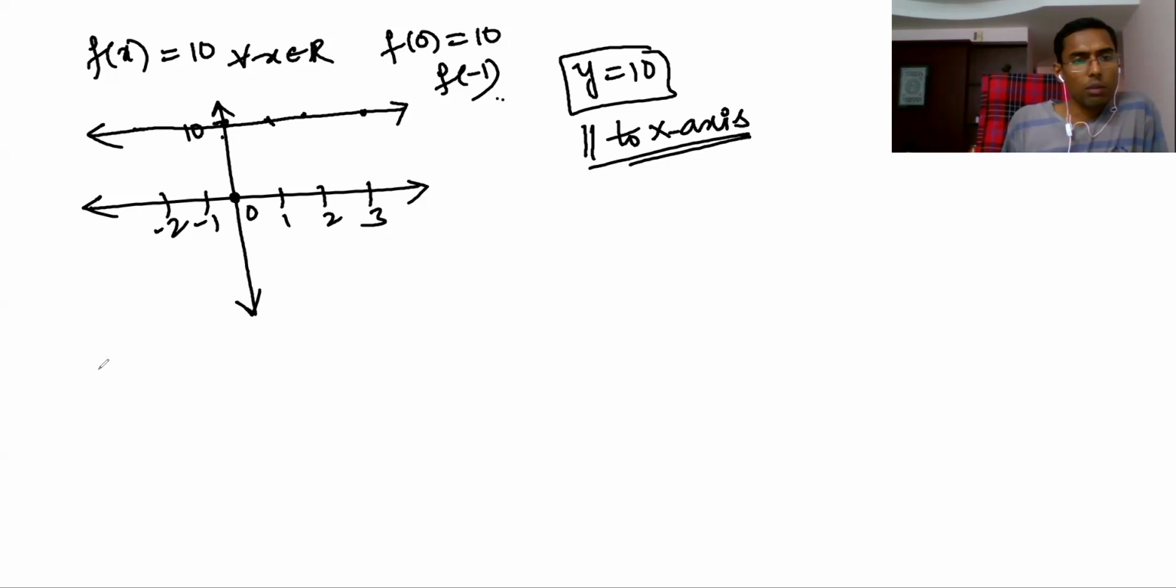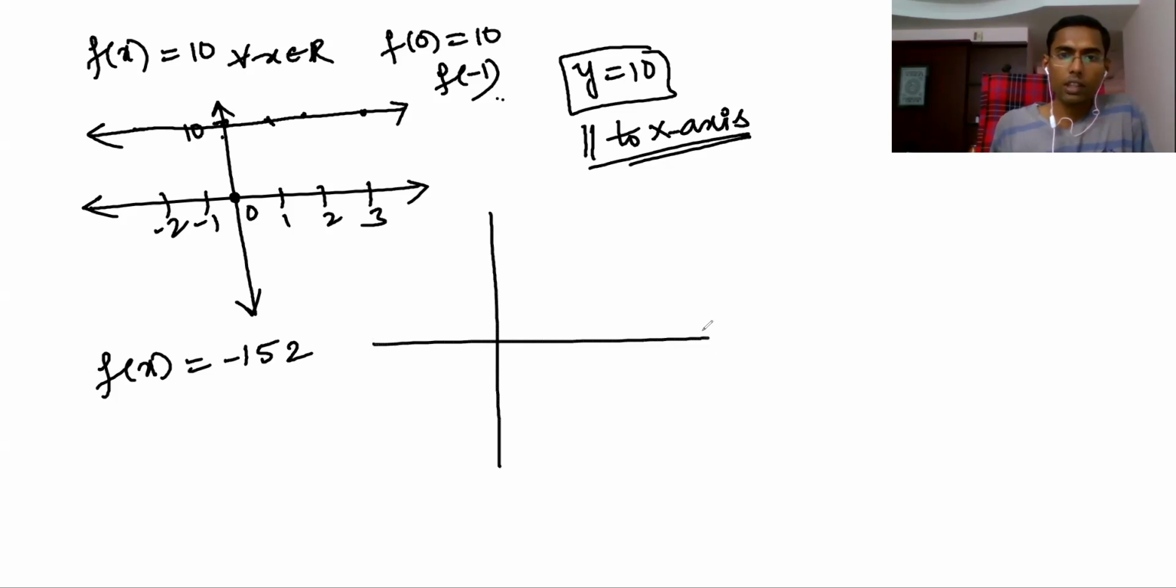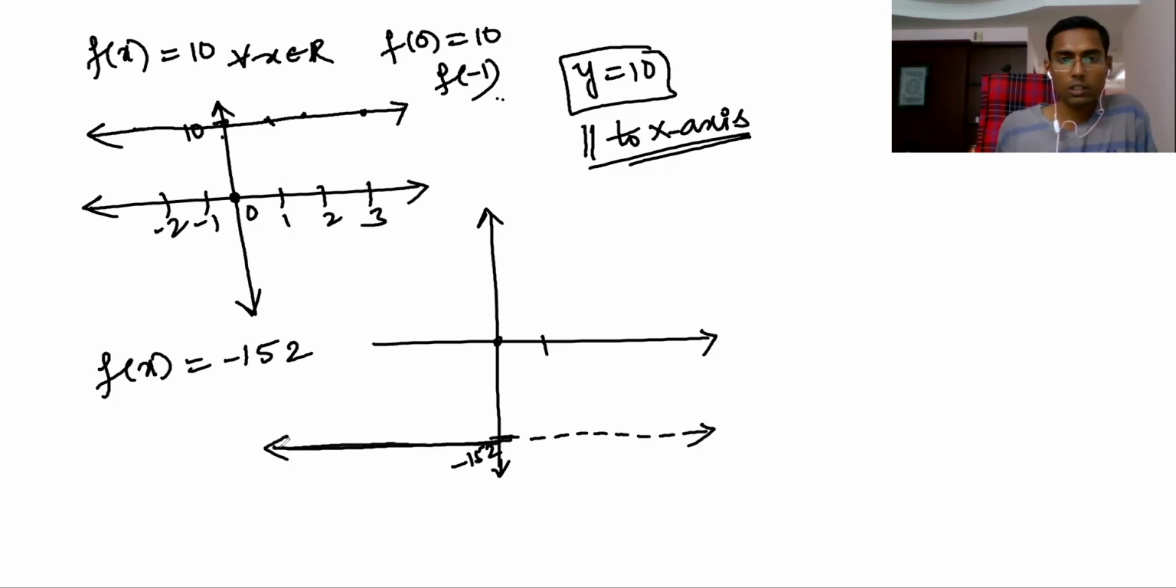So then another example, let's say f of x equal to -152. So how is this graph? Graph is the same thing. So here 0 also gives -152. Let's say this is -152. So 1 also -152, 2 also, it is all like this. The graph will be like this. That means the graph of a constant function is parallel to x-axis. So that is constant function.